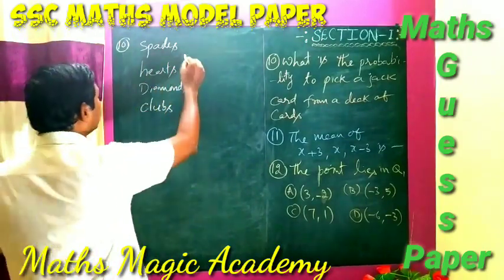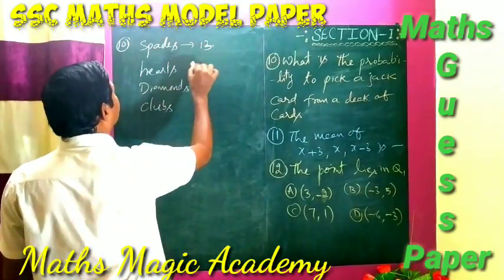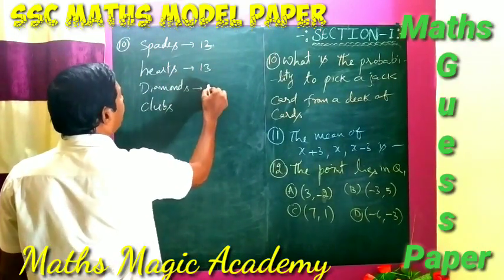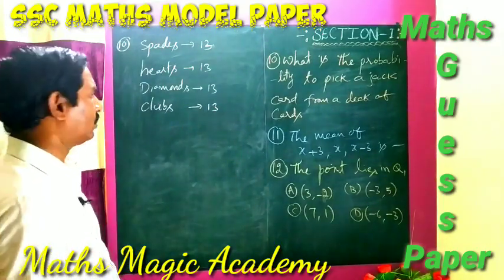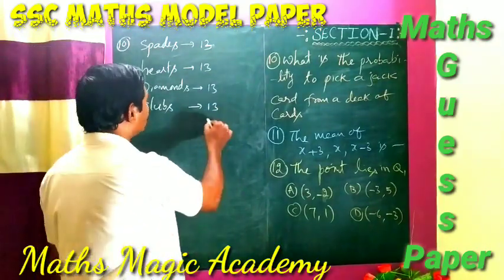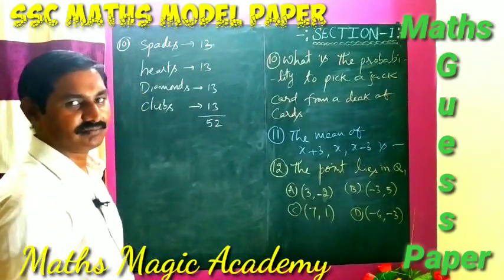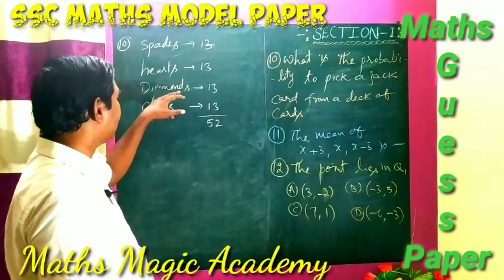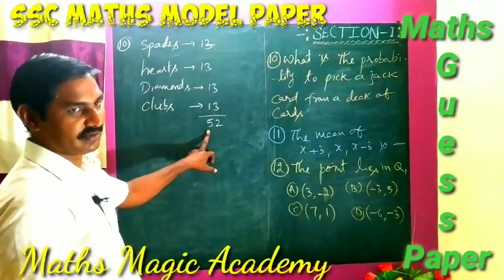How many spades are there? Here 13 spades are there. Hearts also 13. Diamonds 13. Clubs also 13. So totally 13 fours, 52 cards are there in a deck. In one deck, totally 52 cards are there.